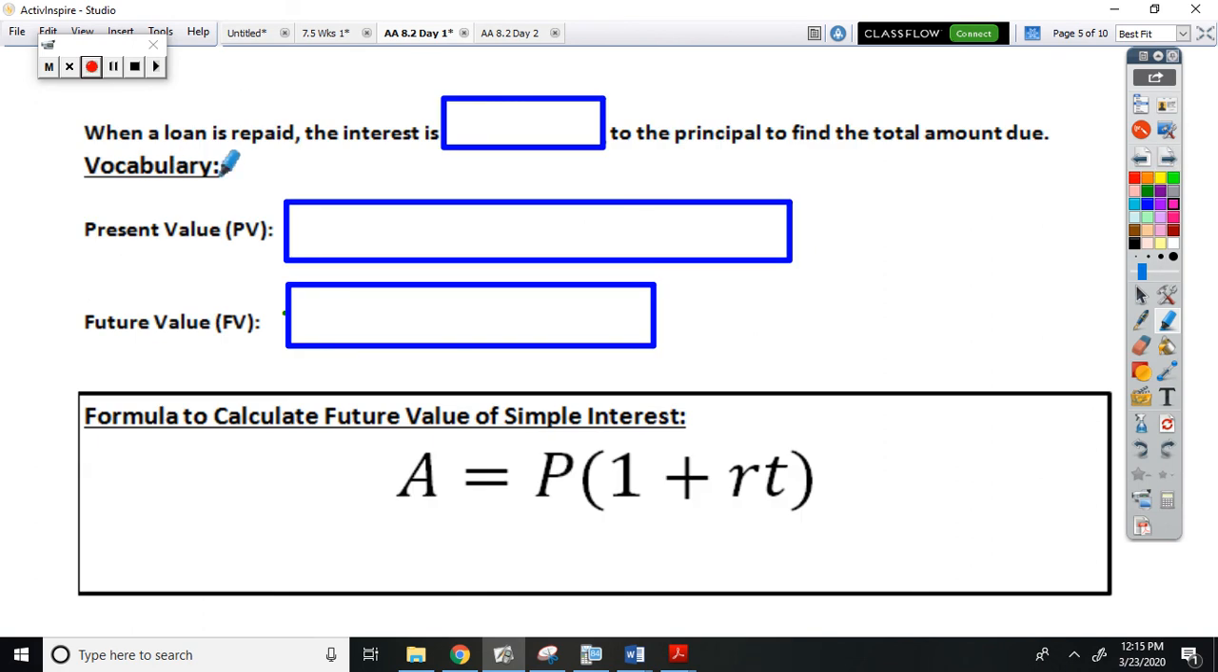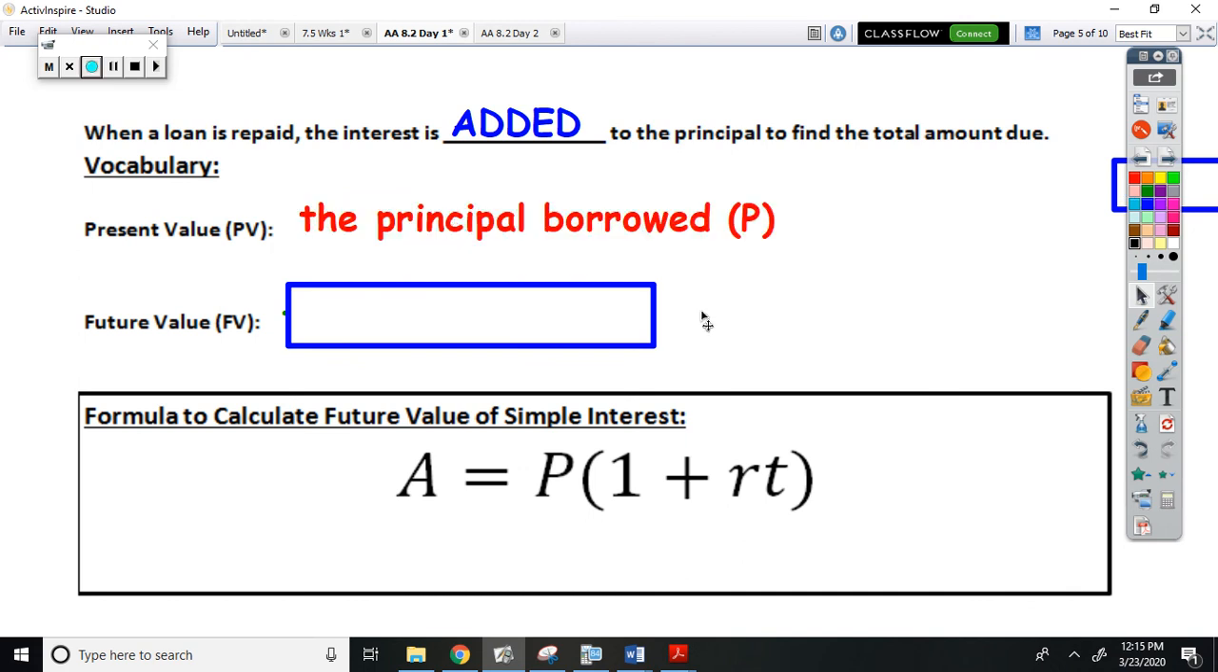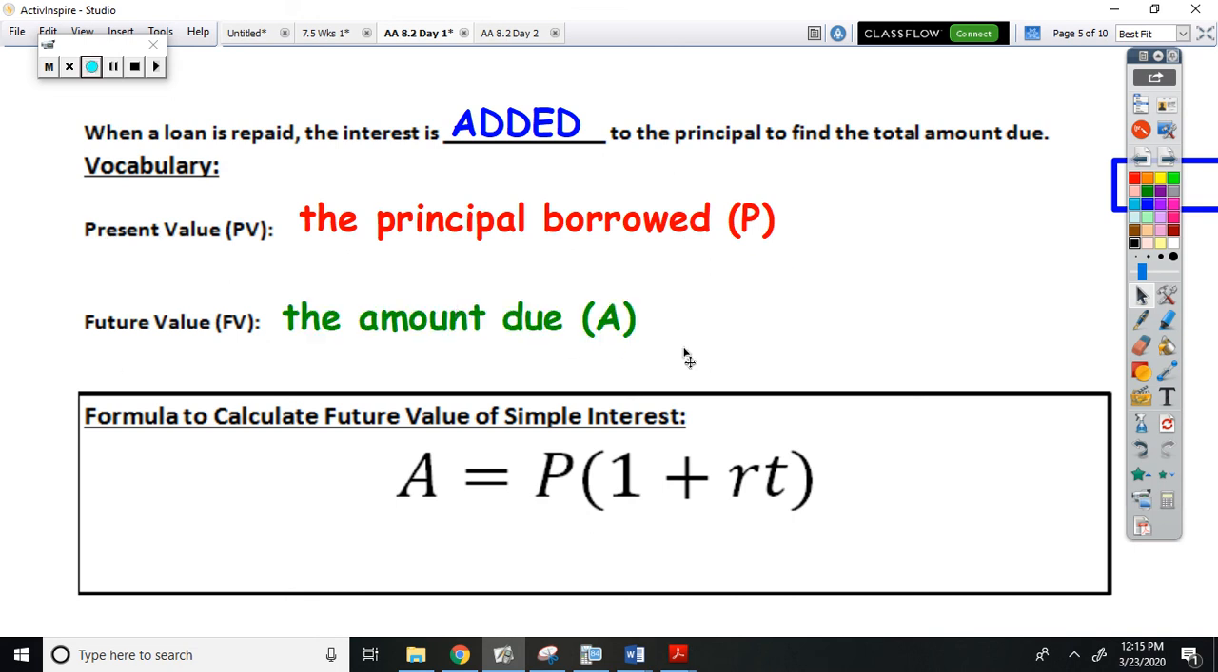All right, when the loan is repaid, the interest is added to the principal to find the total amount due. Or if you're putting money into a savings account, at the end, the interest would be added back to what you originally put in. So PV, or just our P, stands for present value, which is the principal borrowed currently. Future value is the amount due, or how much money you will have at the end of a certain time period.